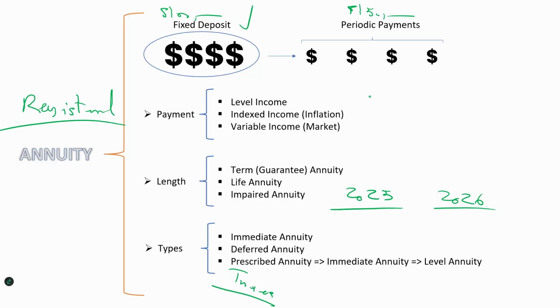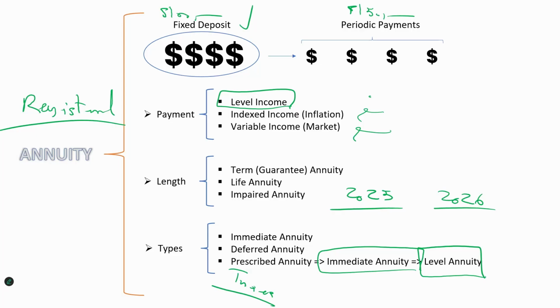So what happens is that it has to be an immediate annuity because prescribed annuity means that I'm going to be paying all the taxes of this annuity in the first year. So I can only pay the taxes if I'm getting the money in the first year. So it has to be an immediate annuity. And it also has to be a level annuity because I have to know exactly how much I'm going to be getting in the next 10 years so I could pay the taxes. If it was going to be indexed or variable, then I don't know exactly how much I'm going to make by the end of that term. So I could say, okay, I'm going to pay the taxes.